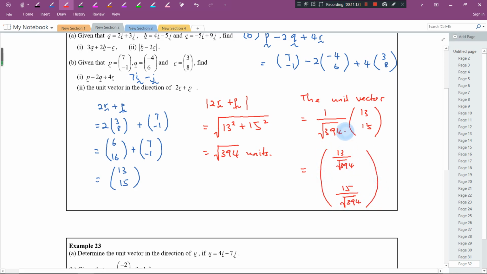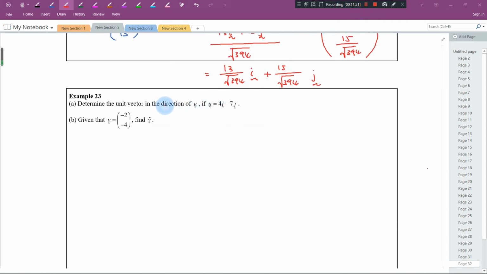If you don't want to write in this form, you can also do it this way. This is 13i plus 15j, right? So 13i plus 15j divided by the magnitude, which is square root 394. Then it will be 13 over square root 394 i plus 15 over square root 394 j. They are actually the same thing. You get exactly the same answer.